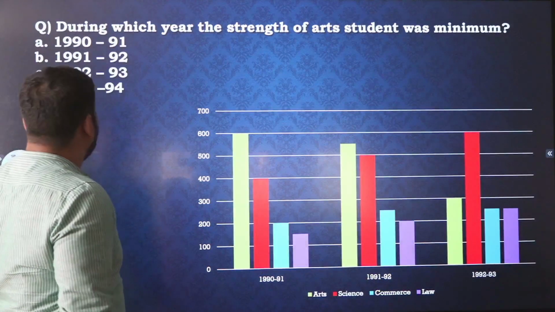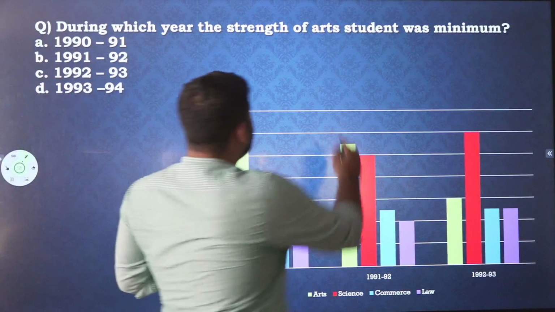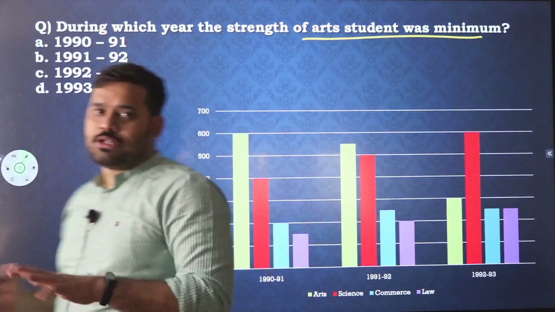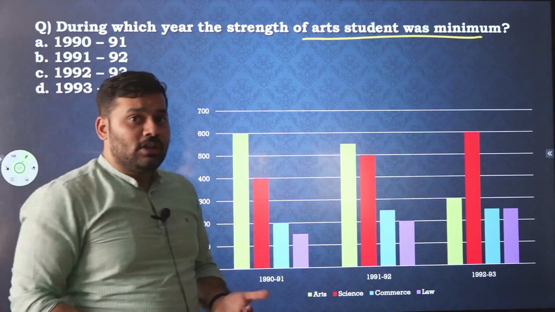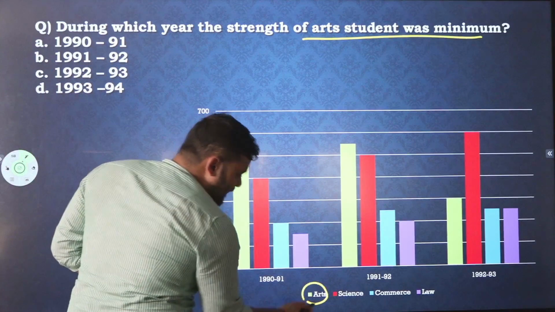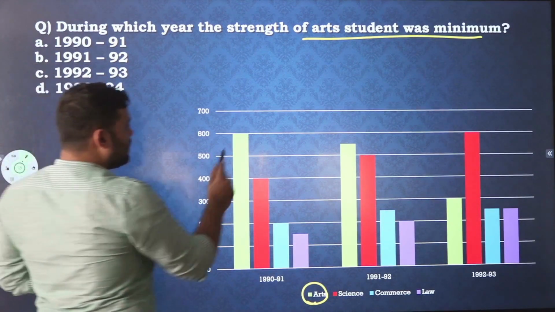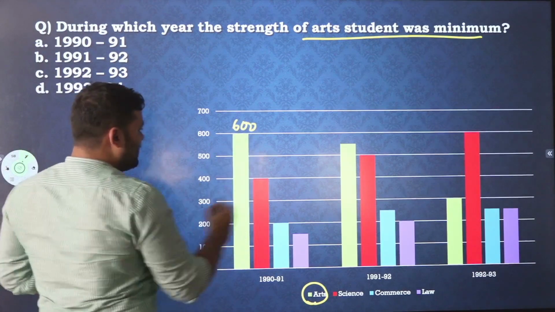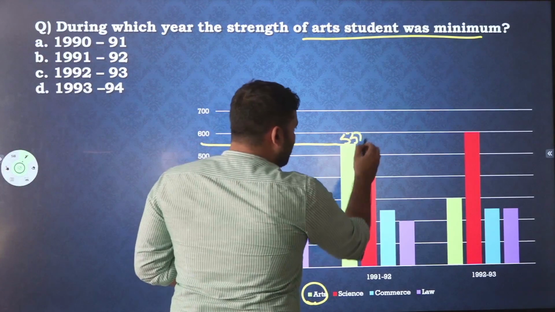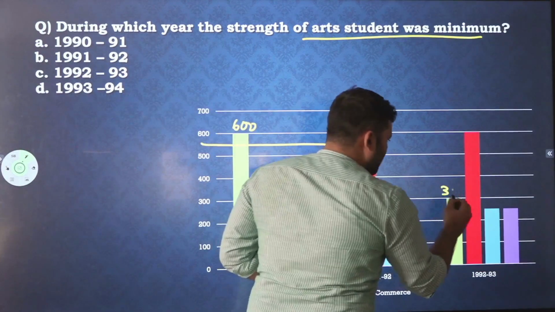Now, the next part is during which year the strength of art students was minimum. They're talking about art students, they're not specifying the year. We have to find out in which year art students were minimum. Arts is green in color, so let's have a look at the green color ones. Here the green color value is 600. Here it is somewhere between 500 to 600, so it is 550. And here it is 300.